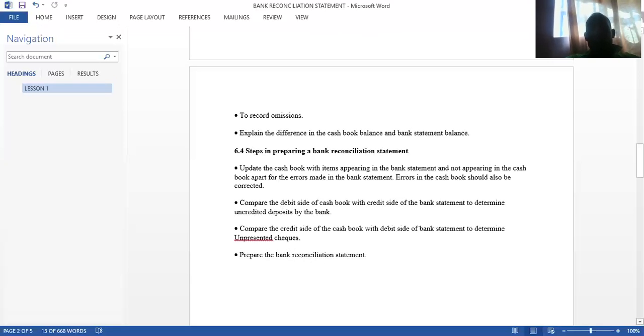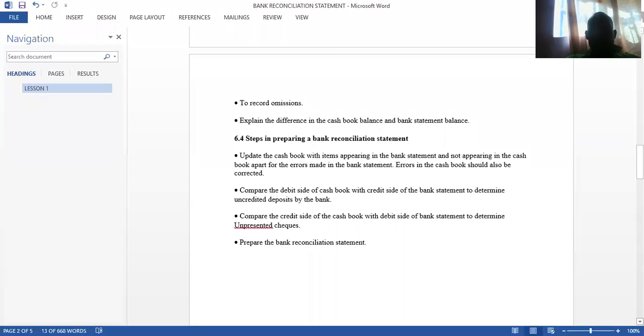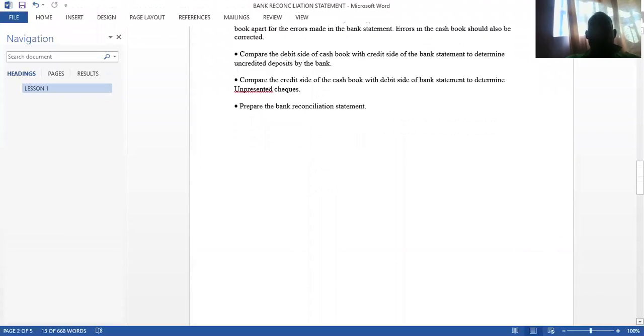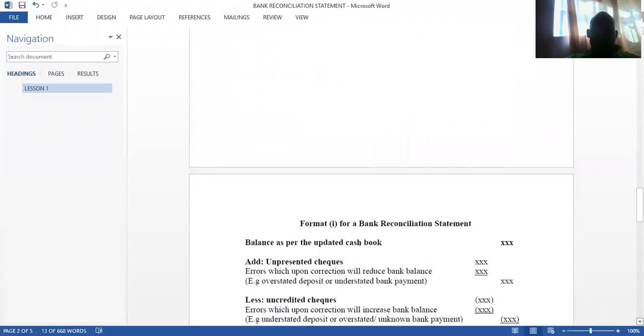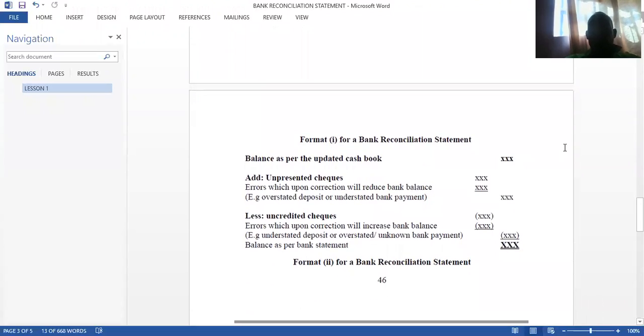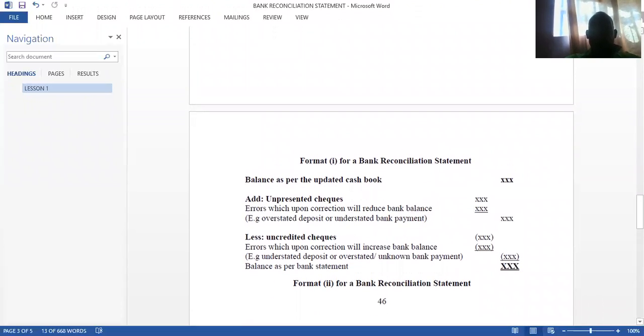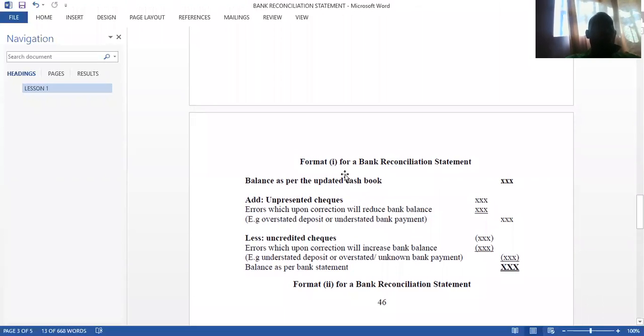After noting that, I think it is high time I give you a highlight of the format for preparing the bank reconciliation statement. The bank reconciliation statement format, or formats, there are two. You have format one, whereby we start with the balance as per the updated cash book. Remember, we have updated the cash book. The moment we have updated the cash book, the cash book balance that we are going to get is going to be known as the updated cash book balance.